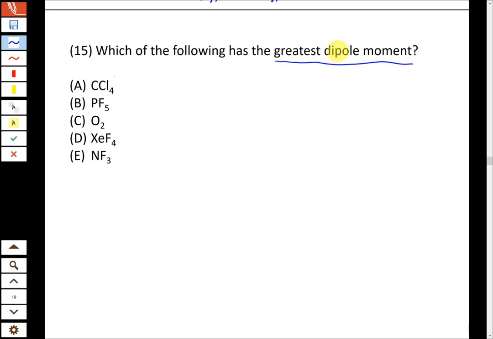So if it's asking for the greatest dipole moment, we just need to look for the one that is polar. If it's nonpolar, it would have 0 dipole moment. If it's polar, it has a non-zero dipole moment. That's the first thing to figure out before you start trying to compare one to another. Just figure out, is it polar or is it not? All right, so let's go through these answer choices quickly.